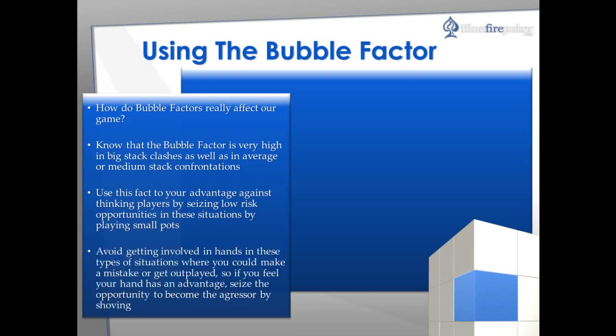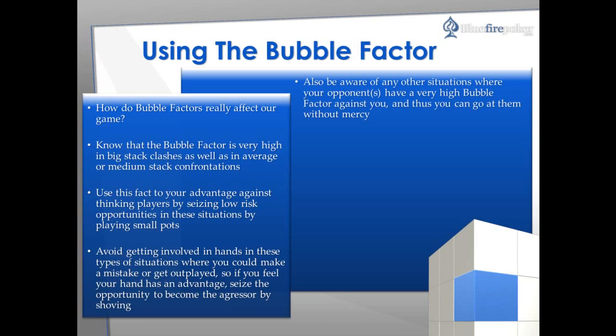We can always avoid getting involved in these type of situations where you feel that you could make a mistake or get outplayed. But if you feel your hand has an advantage against the opponent's range, you should seize this opportunity and become the aggressor by shoving right away, rather than letting yourself get outplayed. In a high bubble factor situation, it's always best to make the first move. As they put it in the book Kill Everyone, it's more like a game of chicken. Whoever is the first one to shove usually has the advantage in the hand.